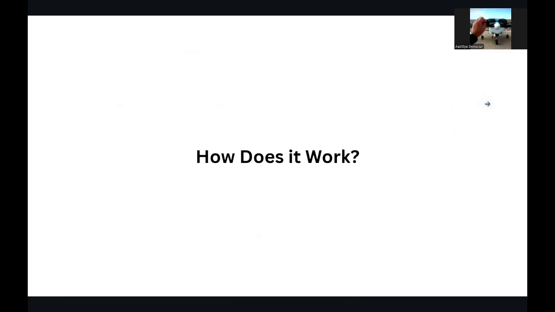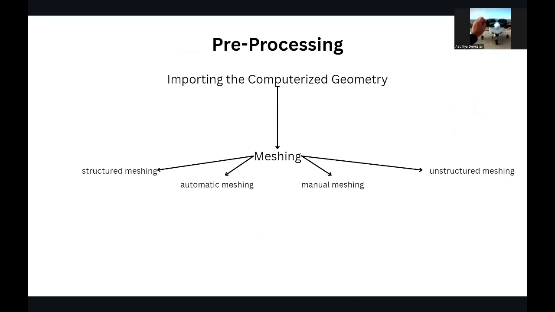So let us start with a basic idea of how Ansys works. So the first step is pre-processing. In pre-processing, you have to import a geometry, a computerized geometry. It can be in any format. It can be in STEP format, STL format, or IGES format, or other different formats. And this computerized geometry, you have to either design or import. You have to make changes. You have to correct the geometry if there are any faults.